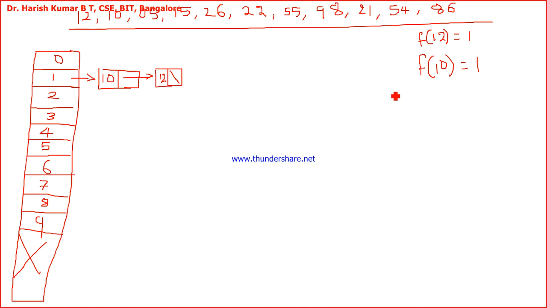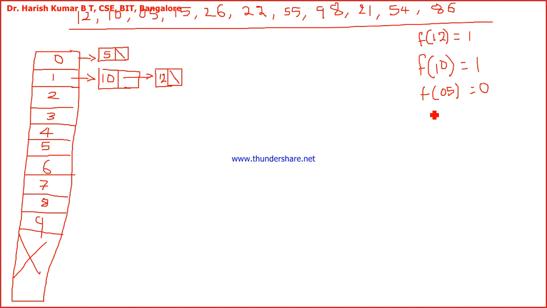Next is 0.5. So f of 0.5, the 10th position we have 0. That means this node should get inserted to the linked list with the key value 0. 0.5 is attached here and this is null.